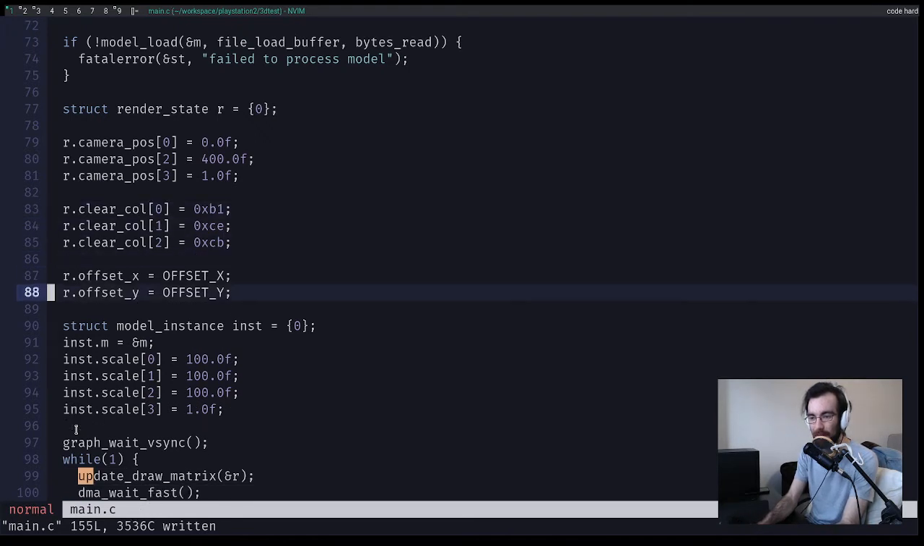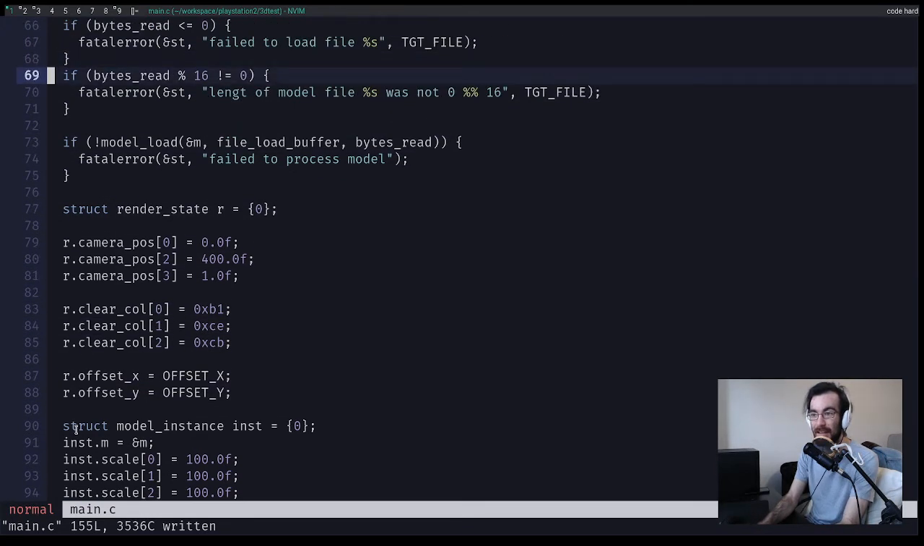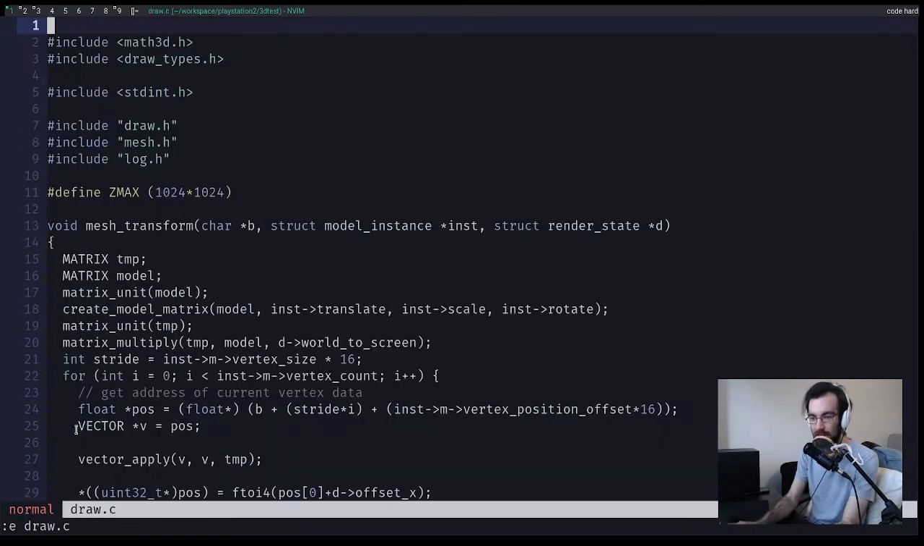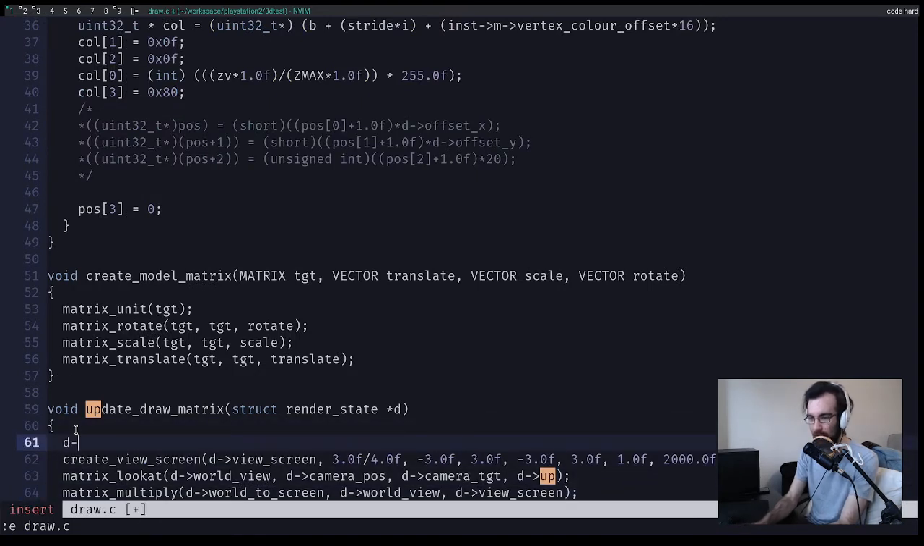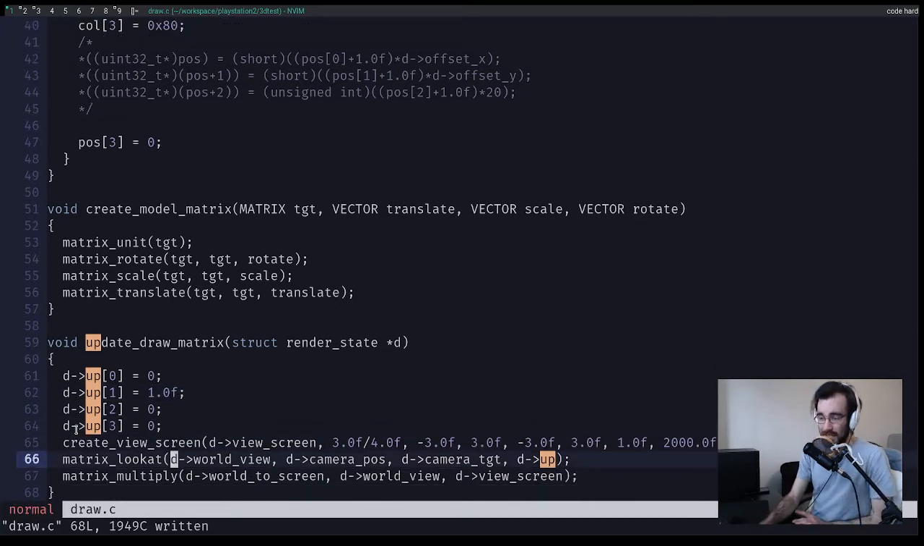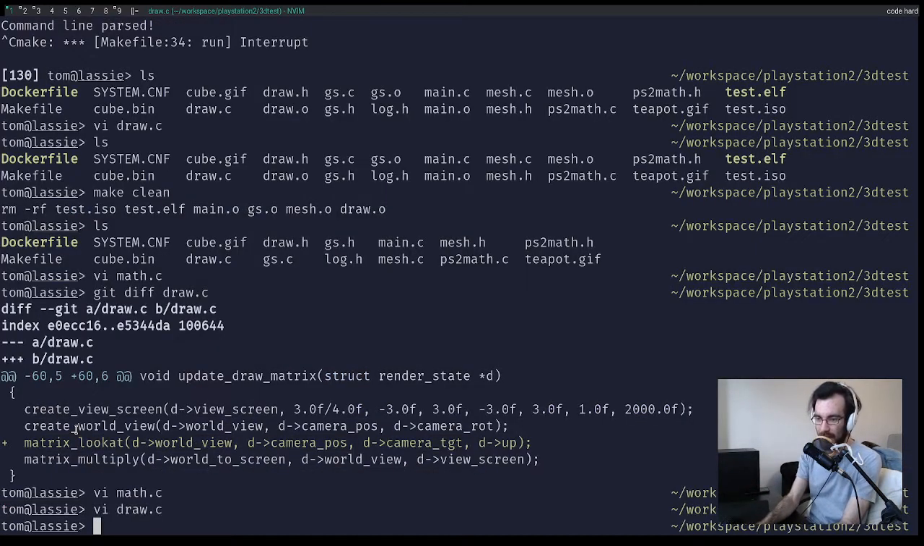Actually, I don't think we need to do anything fancy here. Let's go to draw.c. Let's just hard code up for now. D up 0 equals 0, 1, 2, 3. Except 1 is going to be positive 1, because it's going to point to the sky. We're going to say y positive is going to be moving up towards the sky.